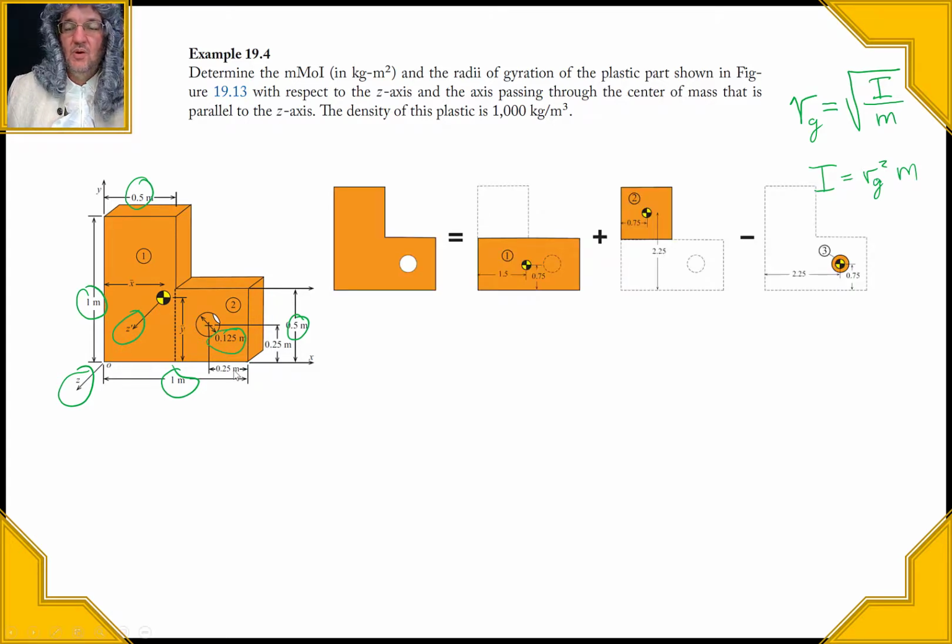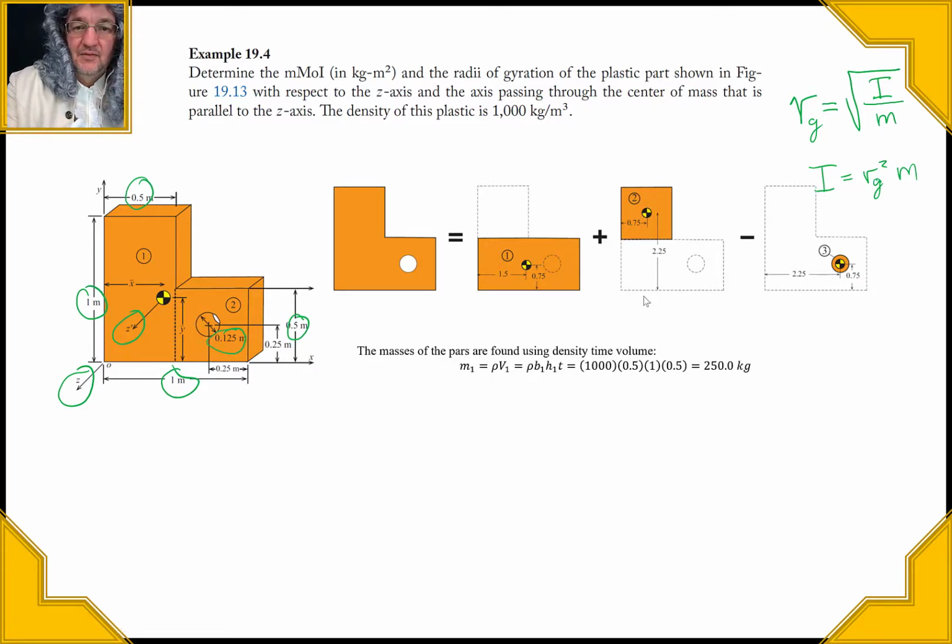All right, so our strategy is to break this thing down into blocks. We could do this in a number of different ways. We could also have a big square and subtract out this little square up at the top. But I chose to take a rectangle and a square, add them together, and then subtract out the circle. So I figure out the masses of each of these pieces by taking the volume of the piece, and I'm calling this part 1, this part 2, and this part 3. So that's what all the subscripts are.